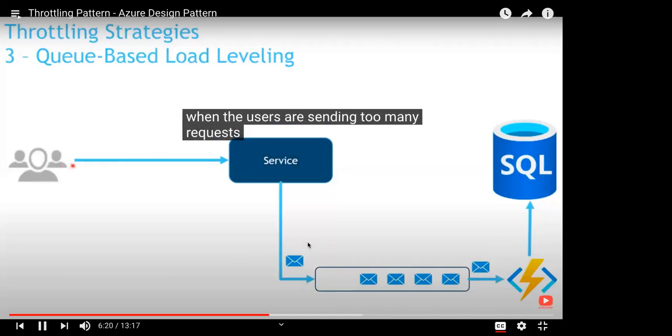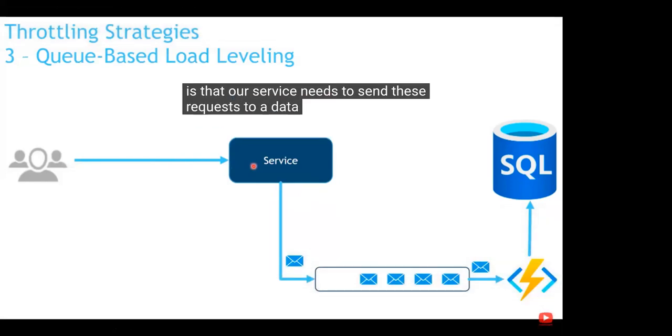So with many requests to our service, our service needs to send these requests to a data store. And any data store has a limited capacity. At a certain point, the data store will not be able to execute all of the incoming requests at the same time. And at some point, the SQL will start to send failures to our service, and then we are going to send it back to the user.